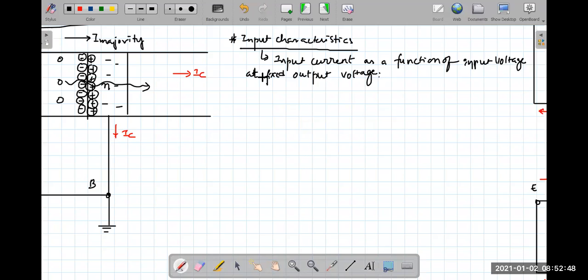Understood? First we have to fix the output voltage, then we have to vary the input voltage. That means first fix the output voltage, then vary the input voltage. I'll try to show it. So in this case, if you look at this emitter base junction, what do you see?